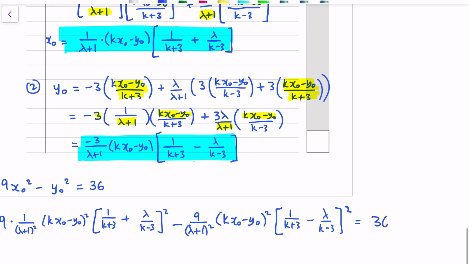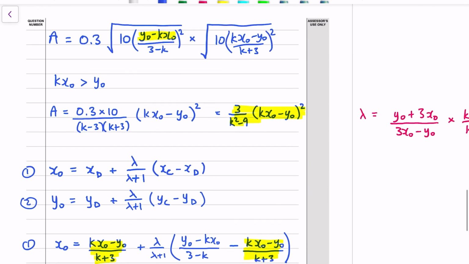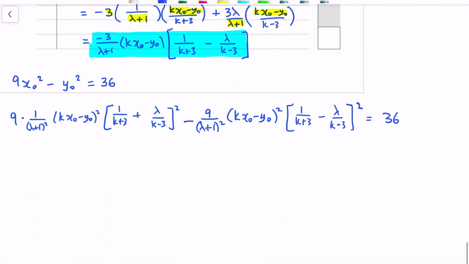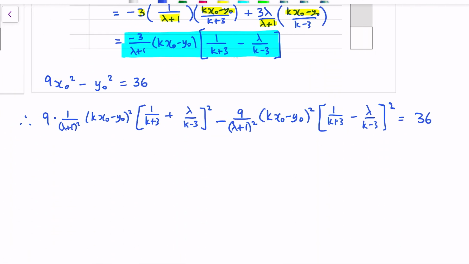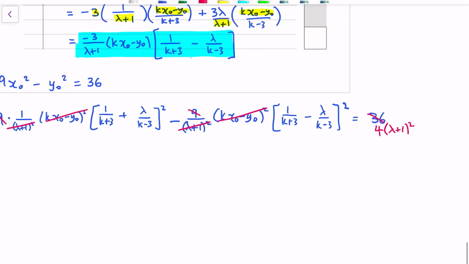Now what am I trying to achieve here? If I go back to this area, I've got kx naught minus y naught all squared in that area expression, and I've got k squared minus 9, and I'm trying to bring lambda in. So first up, I divide everything by 9, make that a 4, and I times everything through by lambda plus 1 squared. Then I have a common factor of kx naught minus y naught all squared, so I can divide everything through by that.